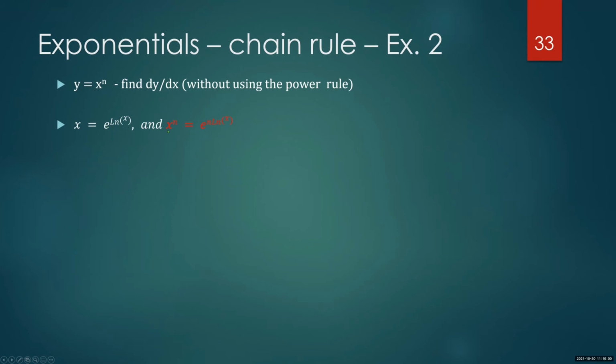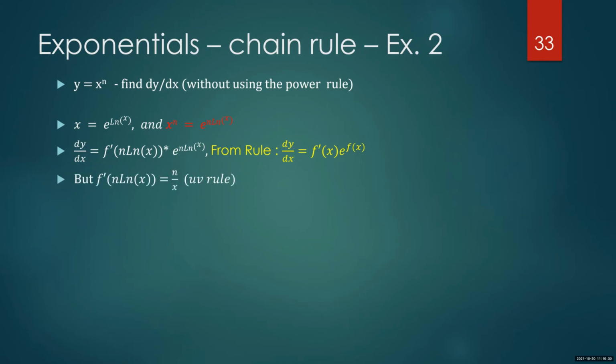And so x to the power of n then is e to the power of n times the natural log of x. Okay, and now we can differentiate. So dy dx is, from the rule, f dash of x by e to the power of f of x. dy dx is the derivative of n times the natural log of x, multiplied by e to the power of n times the natural log of x. But the derivative of n times the natural log of x is equal to n over x.